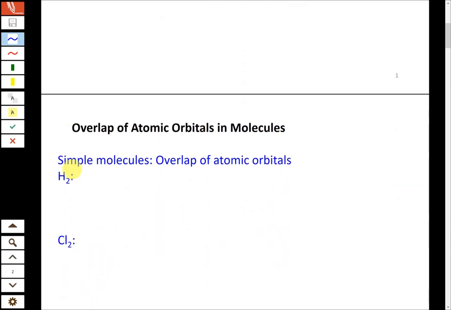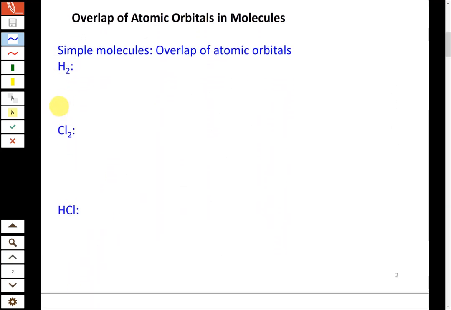Now, what we'll start with first is some very simple diatomic molecules. We say that electrons are shared in a covalent bond. Well, how exactly does that work? Where are the electrons? How exactly are they shared? So basically, the bonding model we're going to cover today assumes that you have localized orbitals on each atom. If you have two atoms in a bond, you have orbitals on each atom that are localized, and then those two orbitals will overlap.